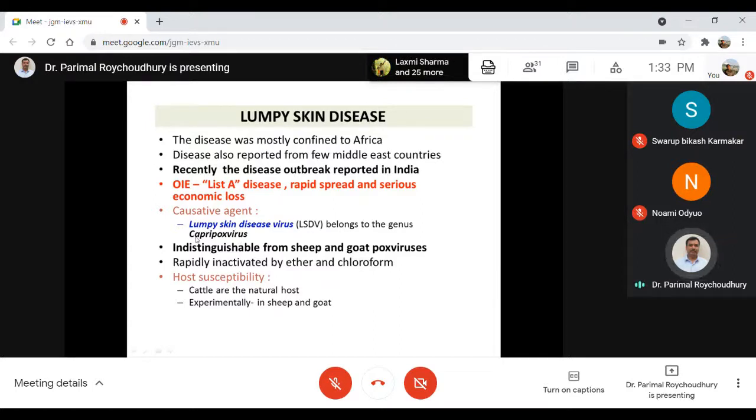So Capripox viruses, we understand, cause disease in sheep and goat, but lumpy skin disease virus is also a member of the Capripoxvirus genus, and they are very much related to sheep and goat pox virus. So by antigen detection test, most of the time we cannot confirm the difference. It is only on the basis of molecular detection and sequence analysis that we can find the difference between these viruses. The virus is rapidly inactivated by ether and chloroform because they have an envelope, and destruction of the envelope may lead to inactivation of the virus.